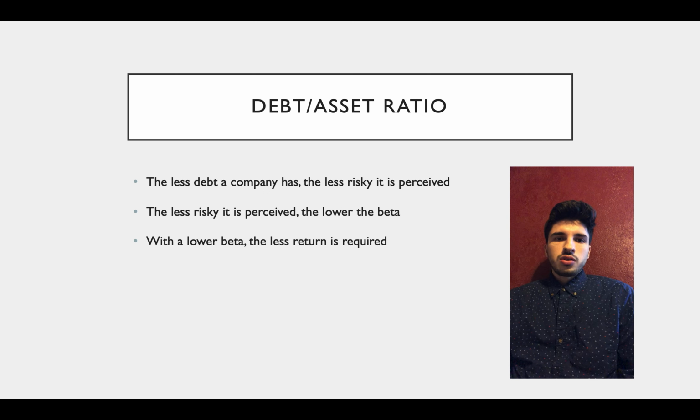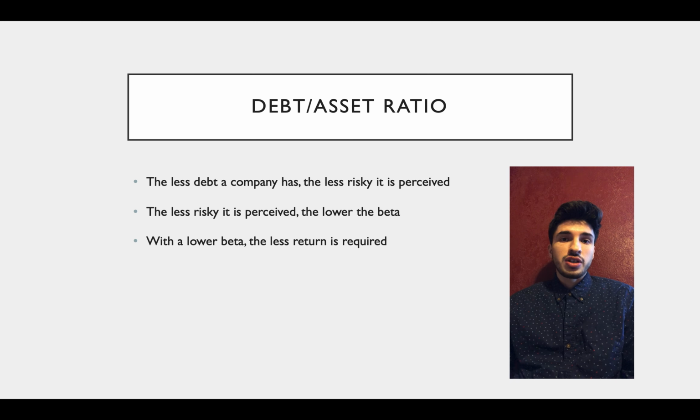Now I will talk about the long-term debt to asset ratio. If their debt ratio continued to decrease, then they would be perceived as less risky by investors, which would in turn decrease their beta, and so they would need a lower required rate of return since they are less risky.